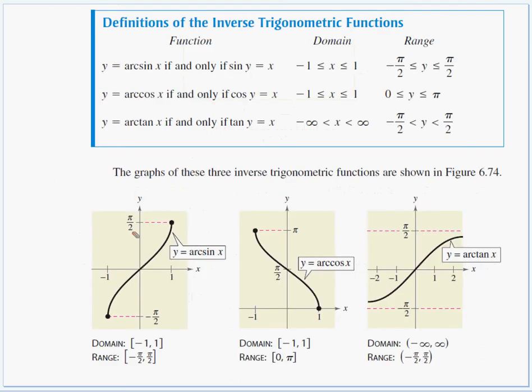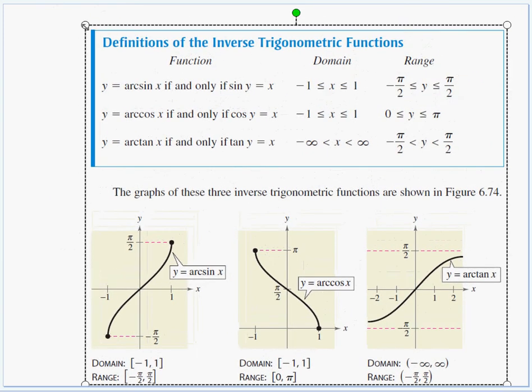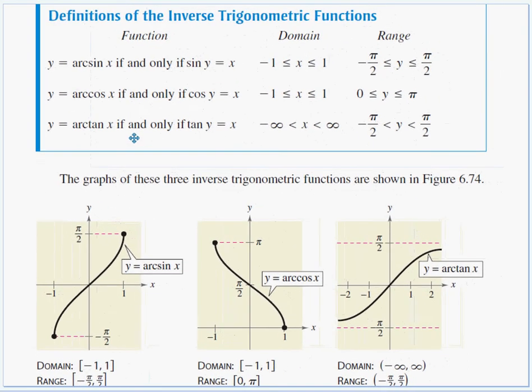So let's check this out. Here we go. We've got a table up top and some graphs below. Arcsine, the domain: you're only allowed to put in numbers between 1 and negative 1. Out come angles in the first and fourth quadrant, from positive to negative half pi. Arc cos has the same domain, negative 1 to 1, but now the range, the outputs, are a little different, only angles from 0 to pi.